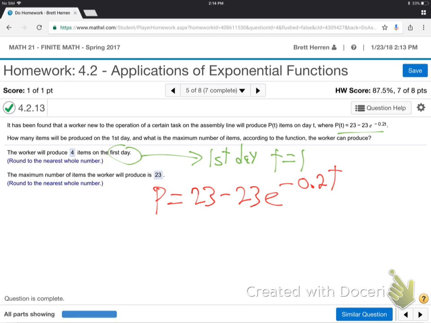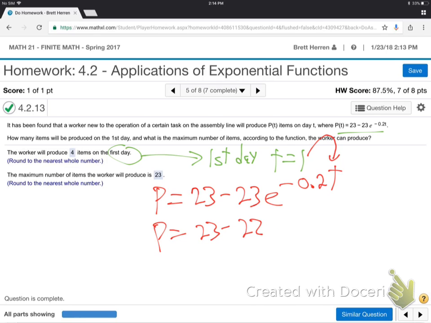I can hardly see that formula. e to the minus 0.2. I bet you can hardly see it too. So there's the formula. And when they say how many, that's how much P produces. How many items does the person produce on the first day? Oh, thank you, Joel. On the first day. Take that 1 and pop it in right there. That's how we got that answer to the first question.